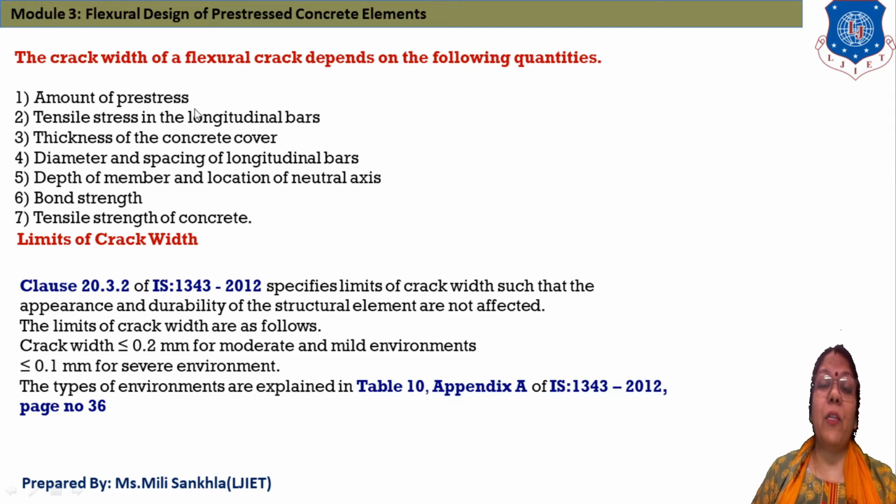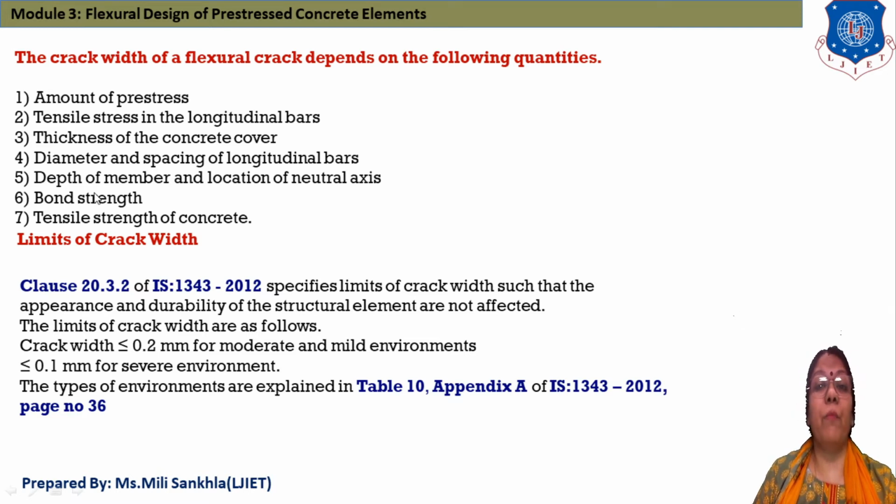The crack width depends upon this pre-stressing force. Second, tensile stress in longitudinal bar, that means our pre-stressing bar. Third, thickness of concrete cover. Fourth one, diameter and spacing of longitudinal bar. The longitudinal bar that we provide on our member, diameter and spacing also affect the width of crack. Then depth of member and location of neutral axis.